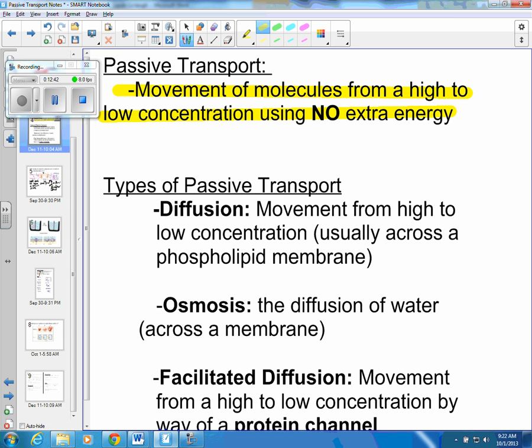The first type is the movement from a high concentration to a low concentration, simply, which is called diffusion. So when I sprayed it, was that diffusion, would you say? Yeah. So that was diffusion. It usually happens across a phospholipid membrane, which is a fancy word for a cell membrane.